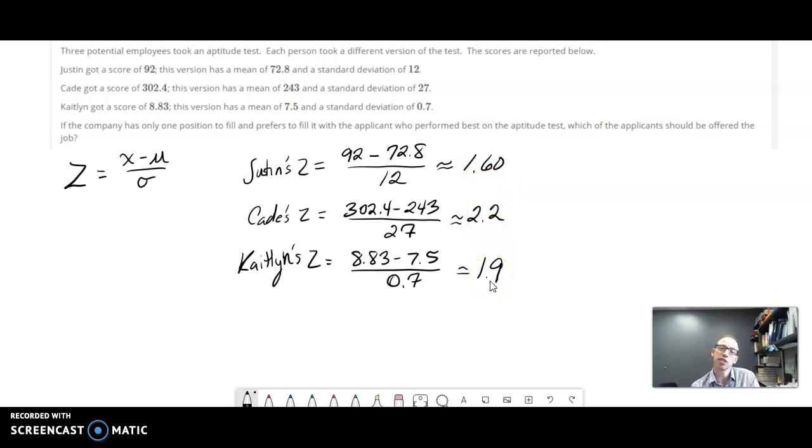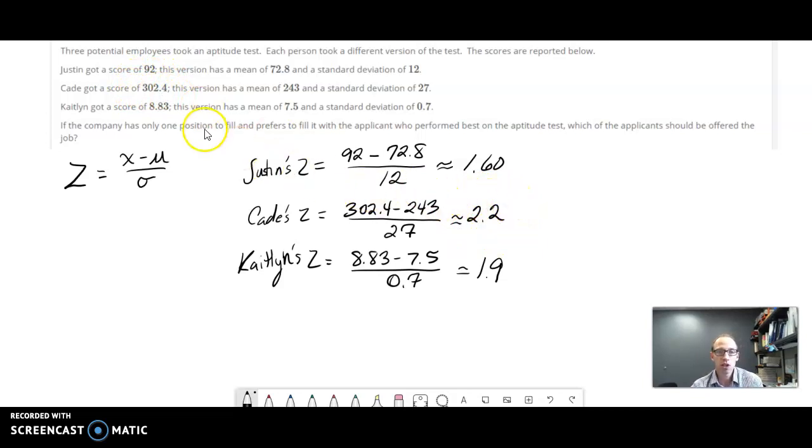If it's positive, it's always above the mean. A negative z-score is always below the mean. A z-score is how many standard deviations you are above the mean. So in this case, now that we've put them on a similar scale, don't pay any attention to their original scores. Cade in this case did have the highest original score and he had the highest z-score, but that certainly doesn't have to be true.